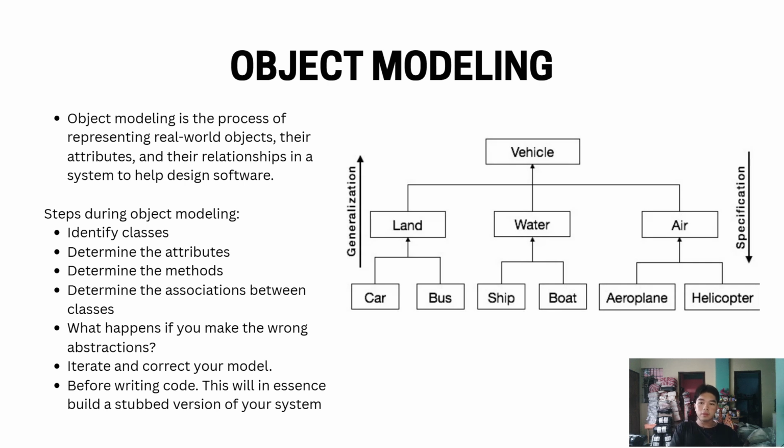We also have object modeling. Object modeling is the process of representing real-world objects, their attributes, and their relationships in a system to help design software.